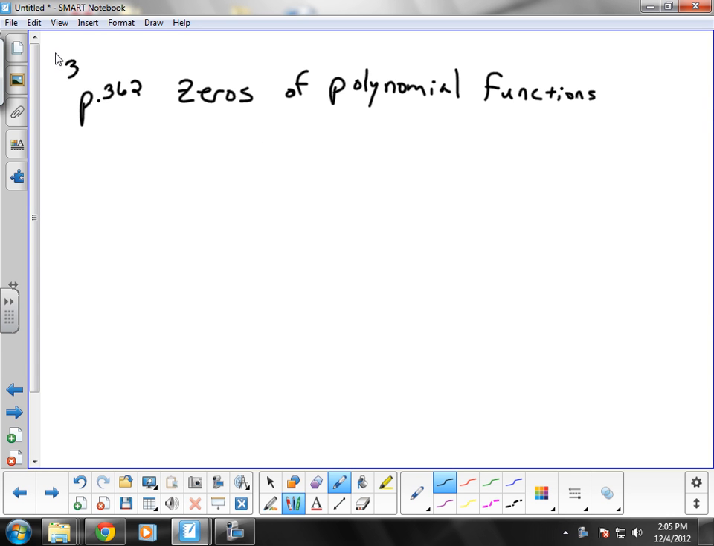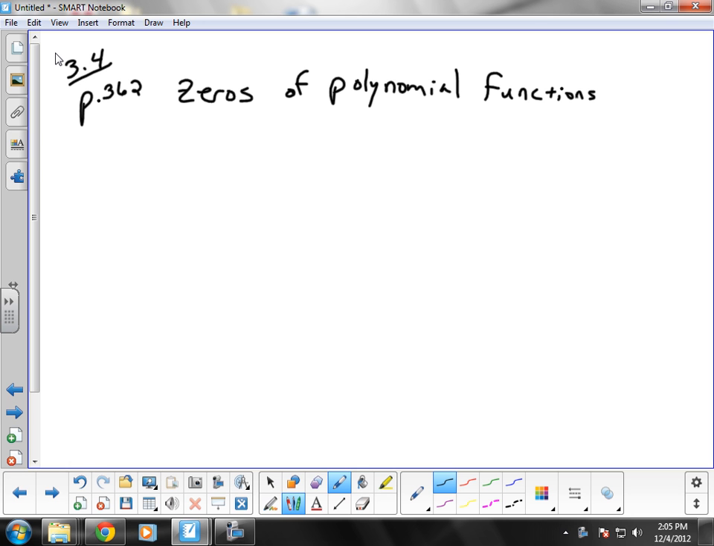Last time we were talking about the zeros of polynomial functions. I want you to remember that when we talk about a zero, we are talking about a solution. If we set an equation equal to 0, then we're talking about the solution. If we're talking about it in terms of a graph, then a zero is the place where it crosses the x-axis. So there are x-intercepts also.